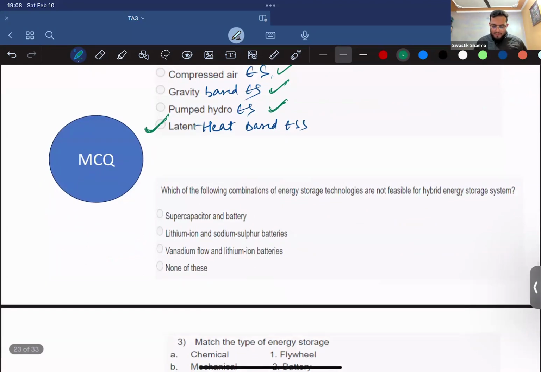Next, which of the following combinations of energy storage technologies are not feasible for a hybrid energy storage system? So, let's see if someone can tell me. I mean, all of them are hybrid, right? So, which of these will not be a hybrid energy storage system?